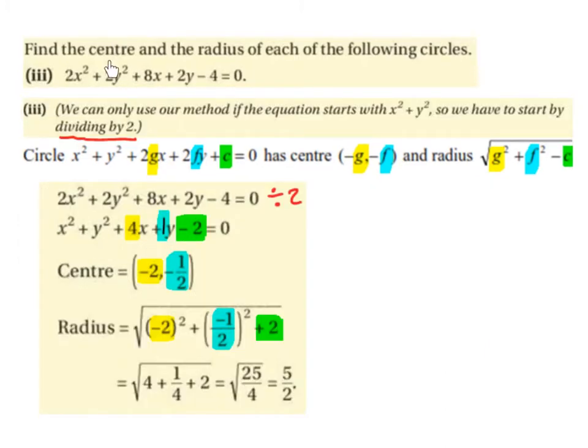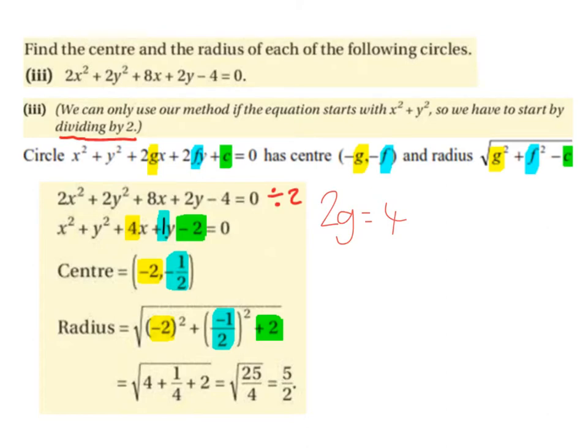Part 3, we want to find the centre and the radius of the circle 2x squared plus 2y squared plus 8x plus 2y minus 4 is equal to 0. We can only use our method if the equation starts with x squared plus y squared. So we have to start by dividing by 2. So again, we're going to use this formula. Dividing across by 2, we get x squared plus y squared plus 4x plus 1y minus 2 is equal to 0. Our coefficient of x is 4, so we're going to let 2g equal to 4.